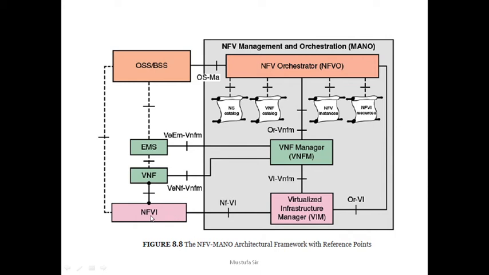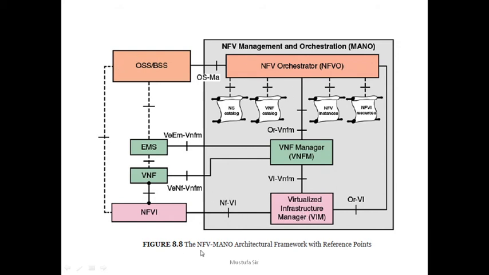We know what NFVI is, that is the infrastructure where the whole infrastructure resides. This is the complete MANO system. In this also we have three boxes: NFV orchestrator, VNF manager, and VIM. I've also mentioned this before, and I've told you I will be discussing this in detail now. So let's discuss this particular component.